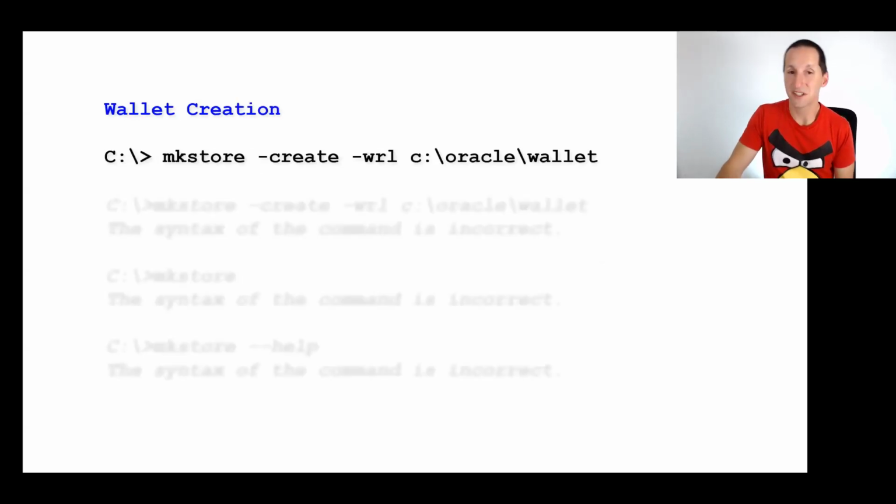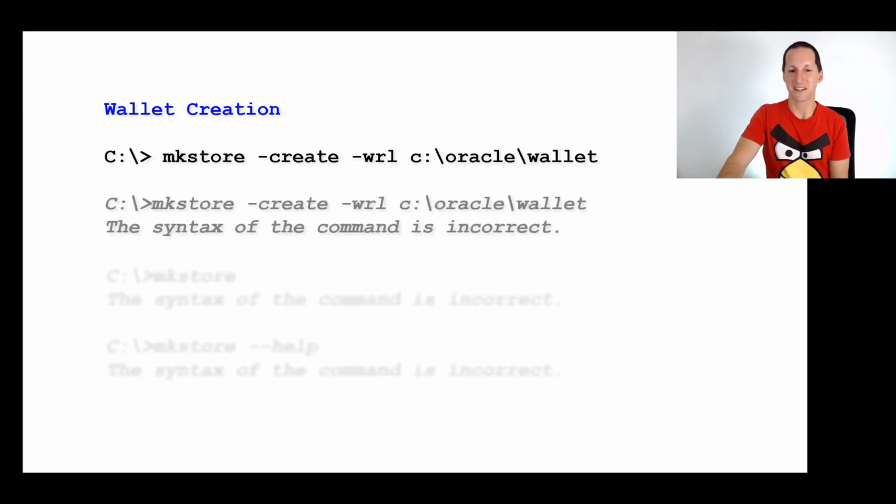The next thing I need to do is create that wallet, and I create it with what we call the mkstore command, passing in -create -wrl, which stands for wallet location. Now I'm going to put it in C:\oracle\wallet. And one of the cool things is in 12.1 patched and 12.2, somewhat sadly, you run it and you get "the syntax of the command is incorrect." Yet that is exactly the syntax from the documentation.